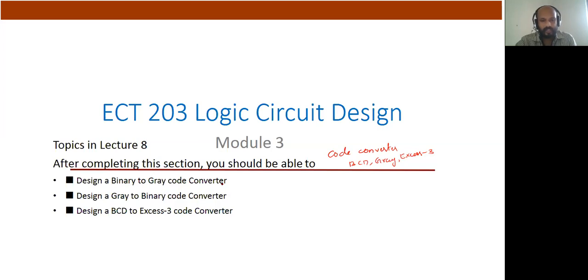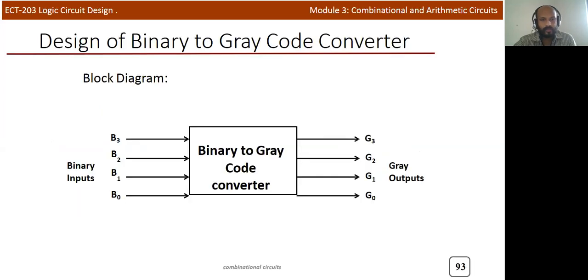So now in this particular lecture, we'll discuss 2-3 examples of how we can design binary to gray, gray to binary, and BCD to XS3. So if you know this particular concept, we can design any code converter. The design procedure is the same. Okay, so first we'll discuss how we can design a binary to gray code converter.